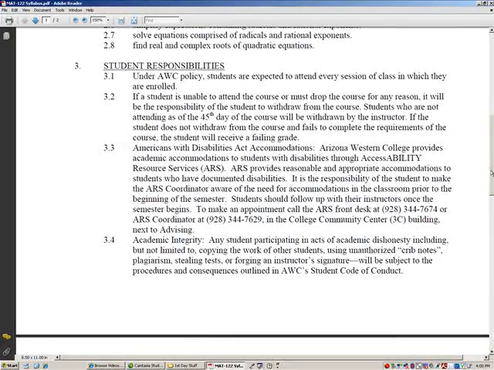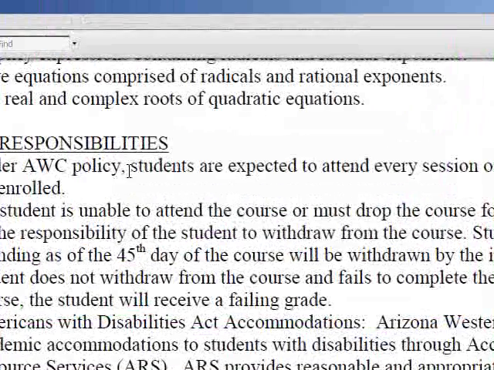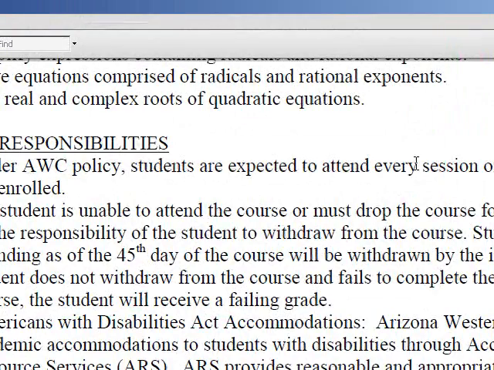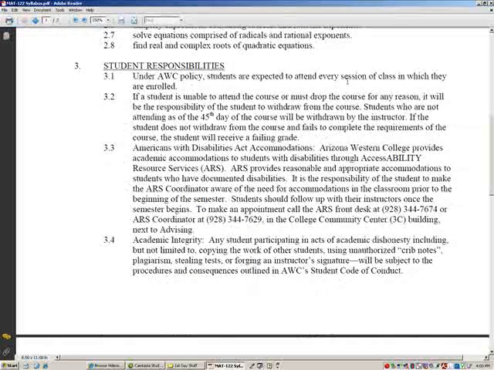All right, student responsibilities. These are your responsibilities. Under AWC policy, students are expected to attend every session of class in which they are enrolled. If you do not attend class, it is nobody's fault but yours. It does not matter why you did not attend class. If you did not attend class, you did not attend class. You cannot get credit for attending class if you did not attend class. I say that, and it sounds obvious, but I have students all the time coming in with a note from somebody, doesn't matter who, saying, hey, I missed class because of this reason. Okay. Do I get points?